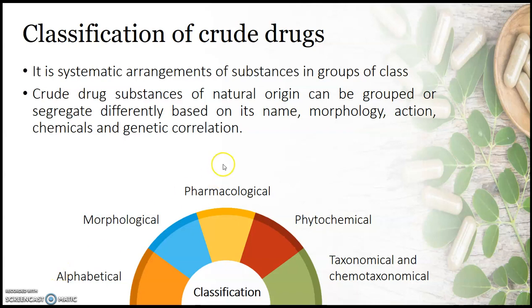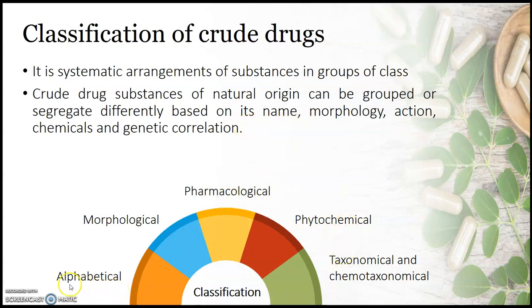The crude drug substances of natural origin can be grouped or classified by using different approaches. These approaches are based upon the official name, the morphological parts, the pharmacological actions when taken internally, the phytochemicals present in it, and genetic correlation. So these are the different modes of classification, based upon the approaches mentioned earlier.